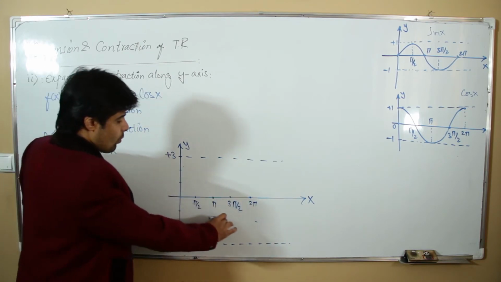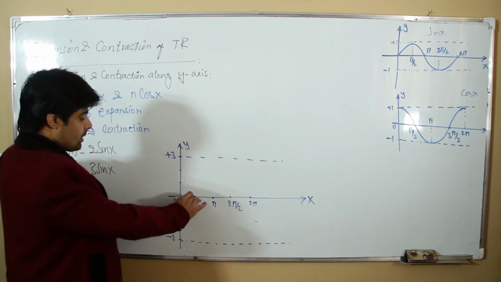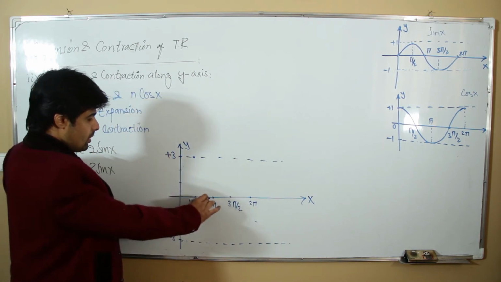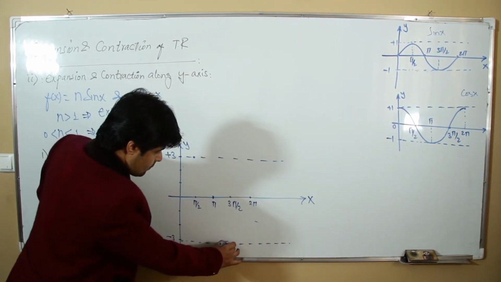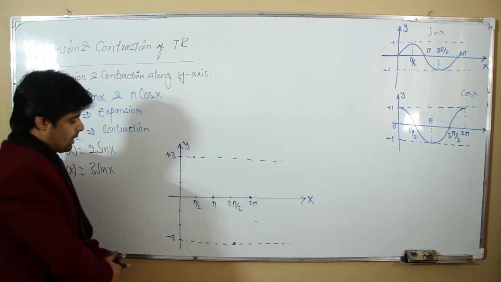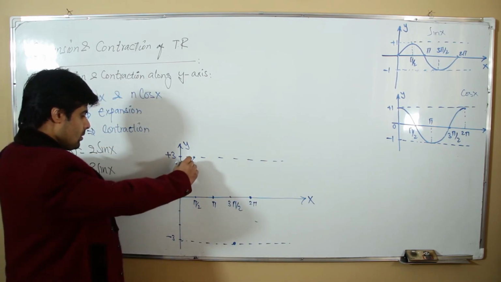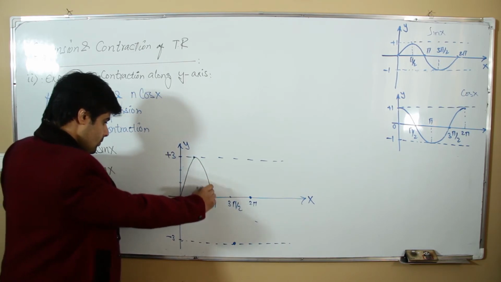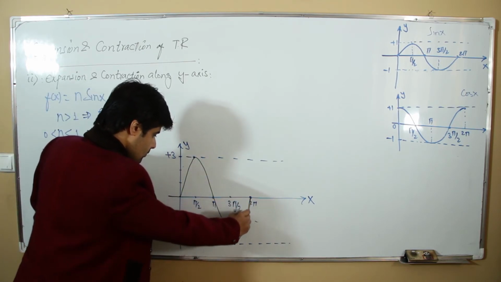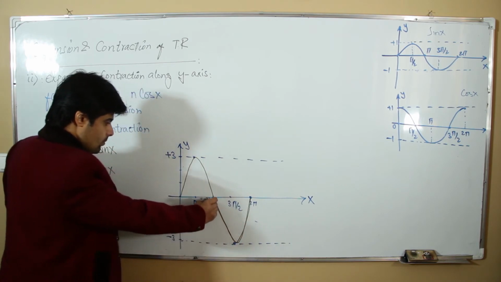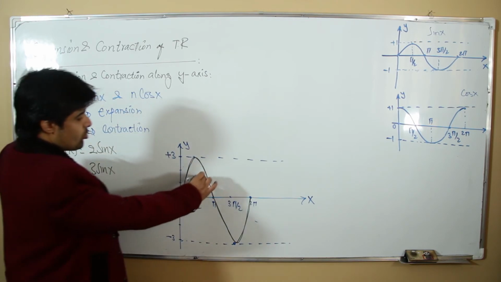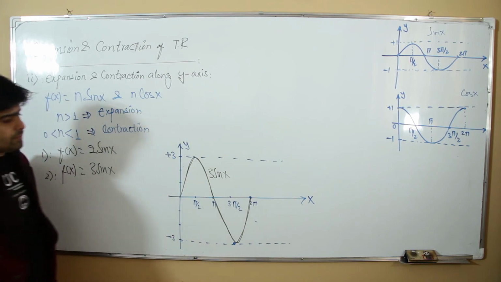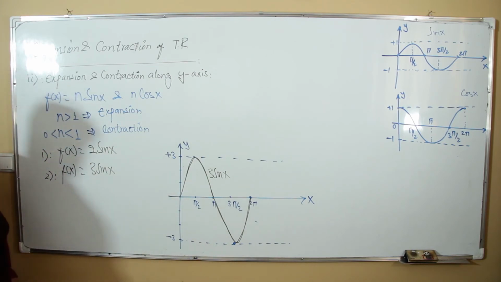Our previous graph was between negative 1 and positive 1. But in here, our maximum is 3. This one crosses. This is our negative. And this one, it crosses. Now, we have to draw this is our graph for 3 sin x. Am I right?